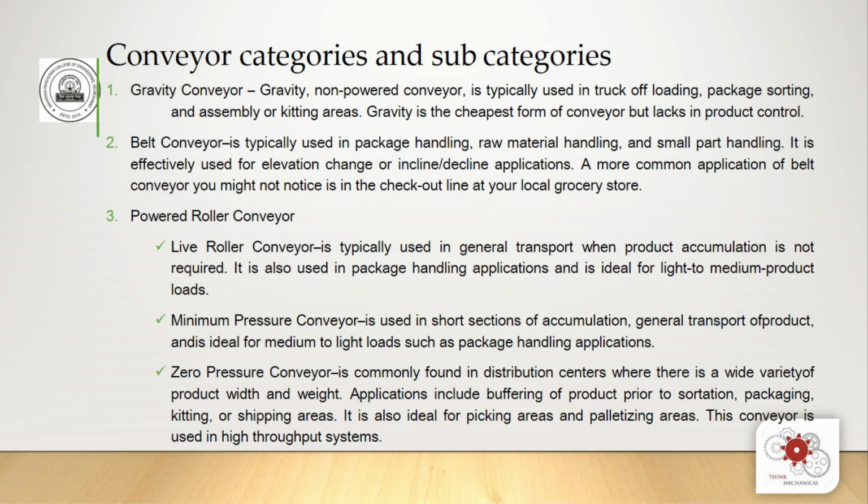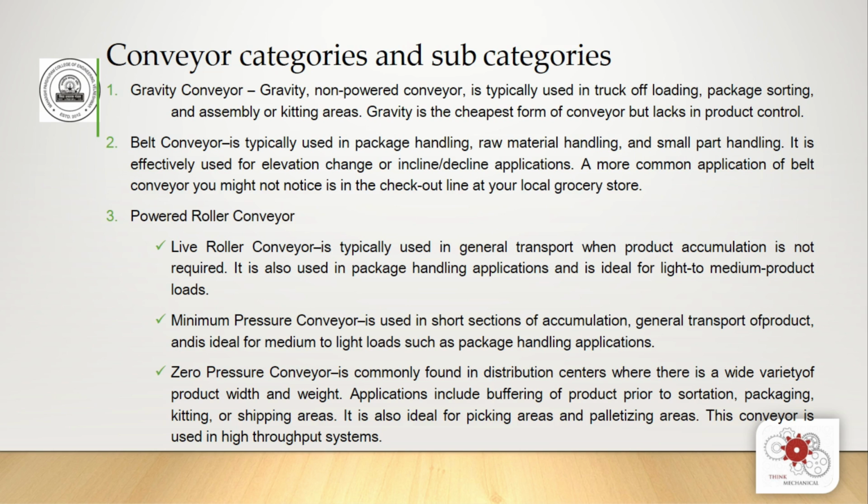And minimum pressure conveyor. It is used in short sections of accumulation, general transport of product, and it is ideal for medium to lightweight loads such as package handling applications. Then the third one is zero pressure conveyor.